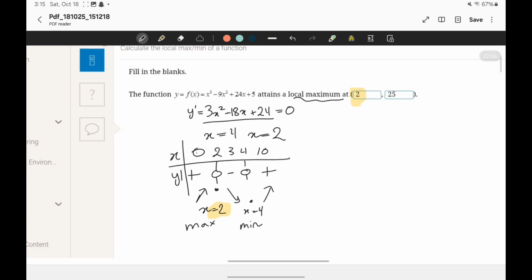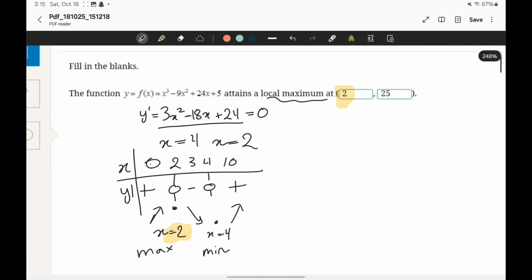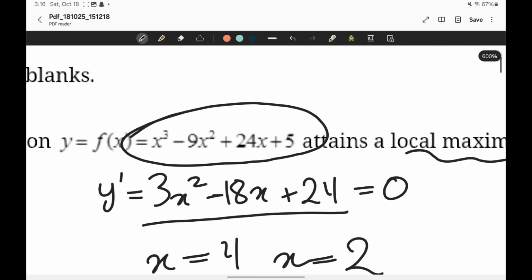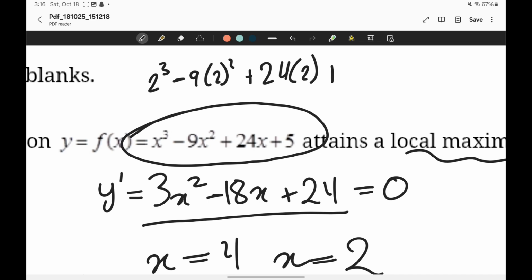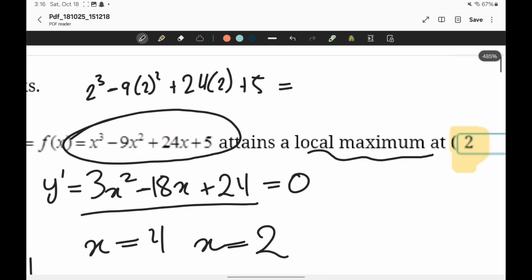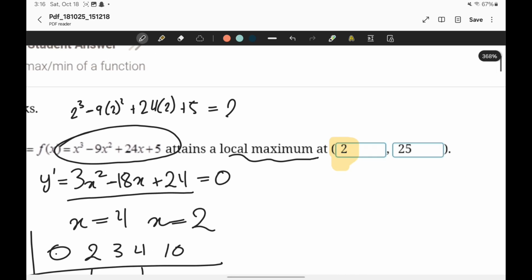Now to get the y value, you just take the x and put it in our original equation. So here you just take it to be 2 cubed minus 9 into 2 squared plus 24 times 2 plus 5. In the end you get 25. And that's the second part.